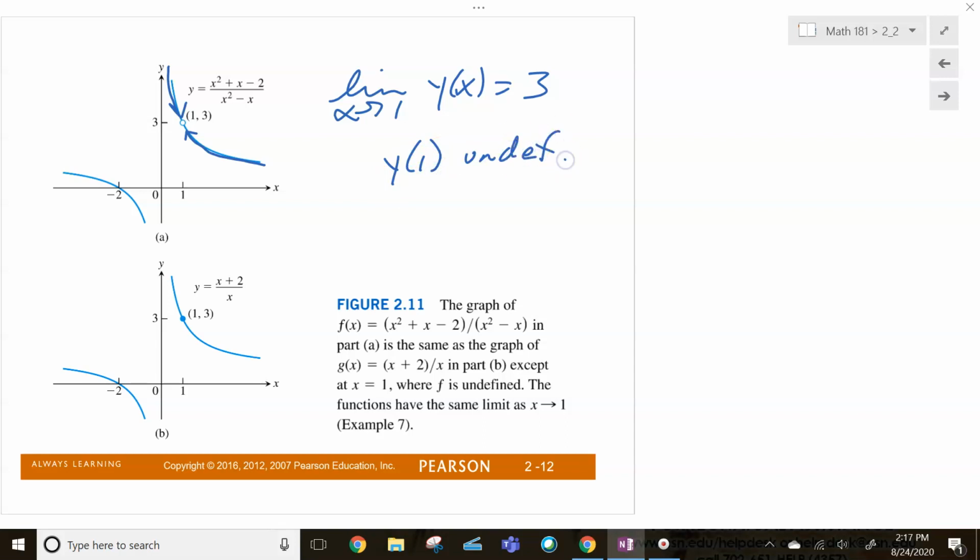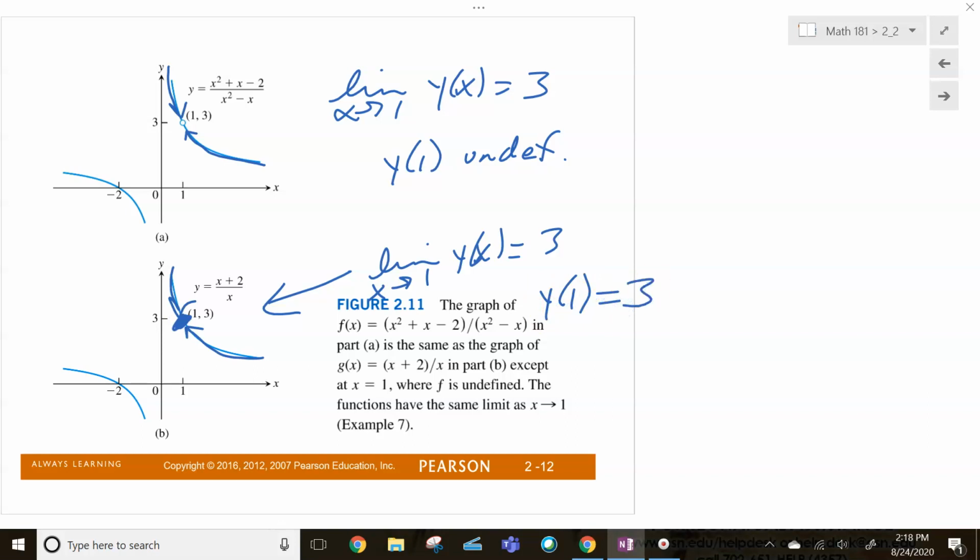It's a hole there. Over here, as I approach from the right, as I approach from the left, the limit as x approaches 1 of this function, I'll also call it y of x, is 3. And notice it's filled in, right? It's filled in. So y of 1, the functional value, is also 3. The functional value is the same as the limit on that bottom one there.